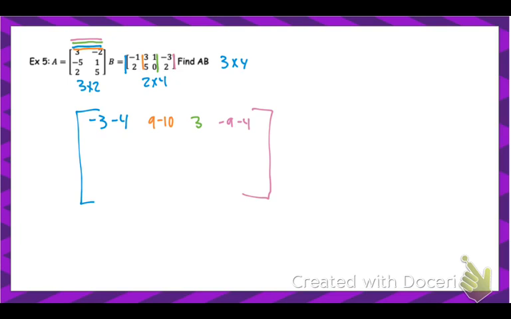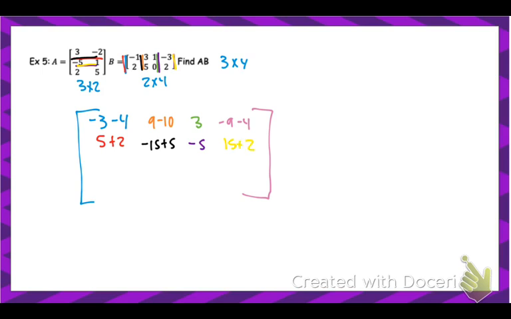Okay, now we'll go down to the second row. All right, so second row, first column, so that's going to be 5 plus 2. Second row, second column, so negative 15 plus 5. All right, let's go second row, third column, so negative 5 plus 0. And then last one, would be 15 plus 2.